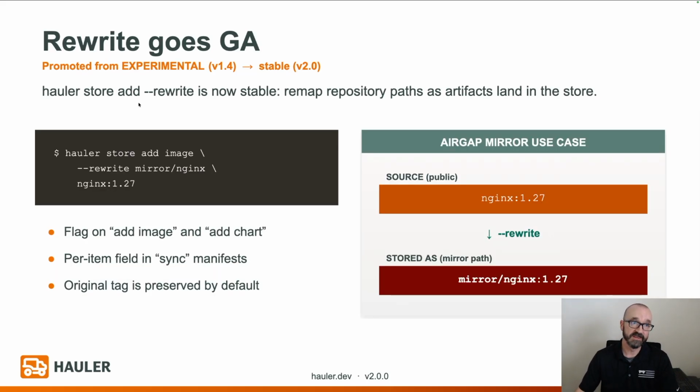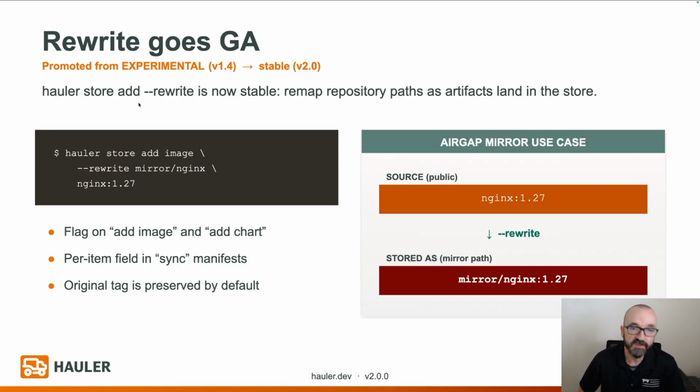All right, and this last one here, it's not necessarily new to V2, but our rewrite feature hits GA with the 2.0 release. And the rewrite feature is super nice because let's say you've pulled in a bunch of artifacts that may have a different path than what your upstream registry that you need to push to ultimately has. So wouldn't it be nice if I could just make that path the same as my destination path at the time that I'm consuming these artifacts into Holler? So the rewrite feature actually lets you do that.